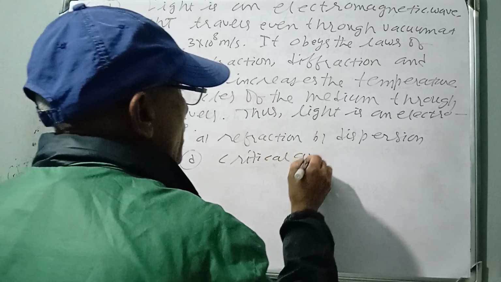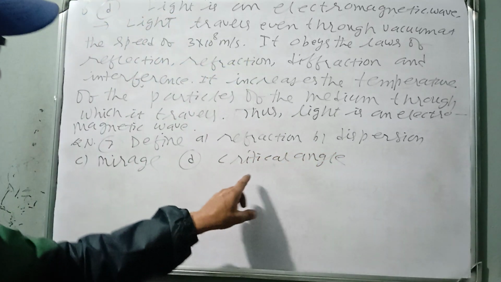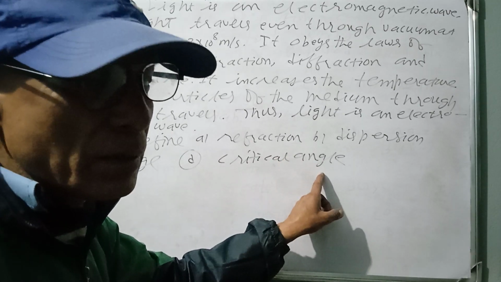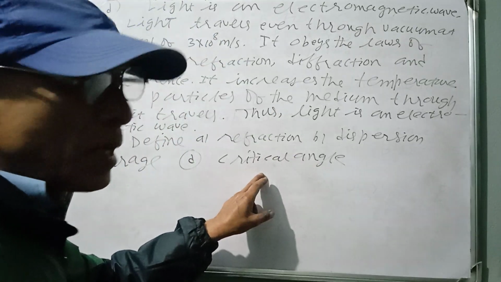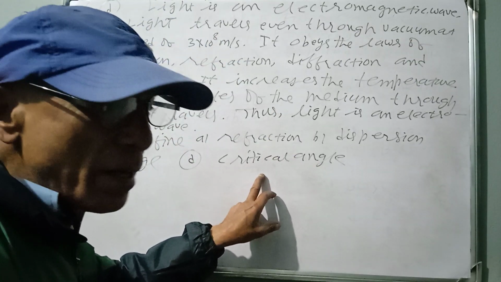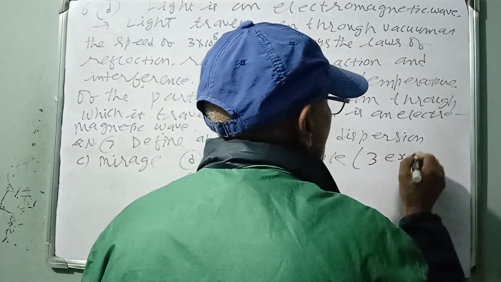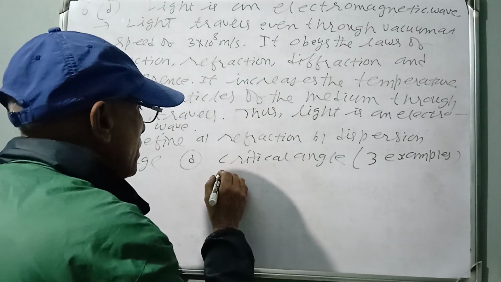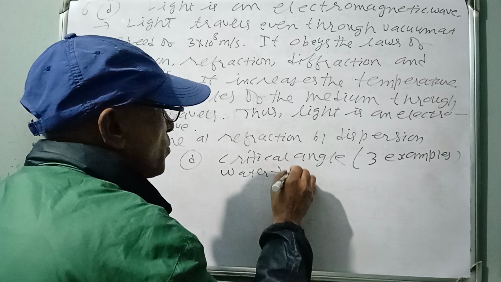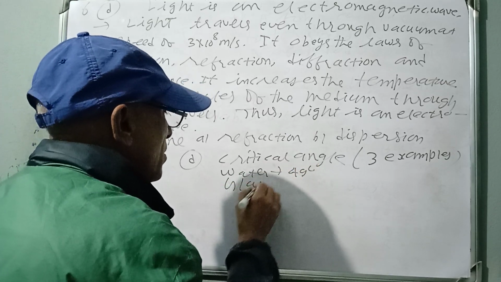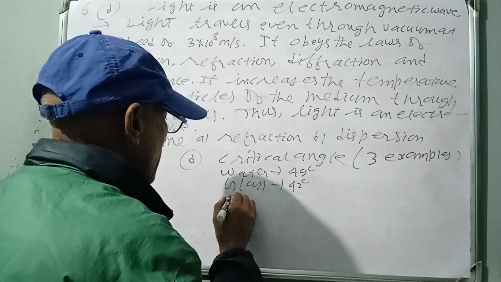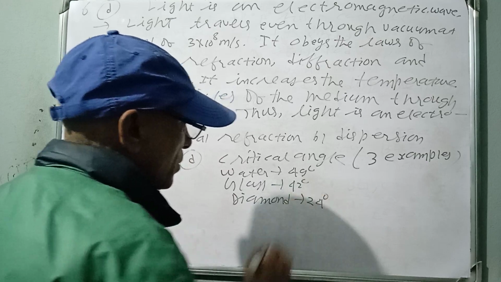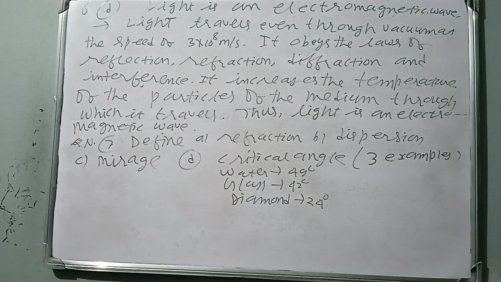Critical angle. The critical angle is the angle of incidence in the denser medium for which the corresponding angle of refraction in the rarer medium is 90 degrees. We can give at least 3 examples: water about 49, glass about 42, and diamond about 24. They are some examples of the critical angle.